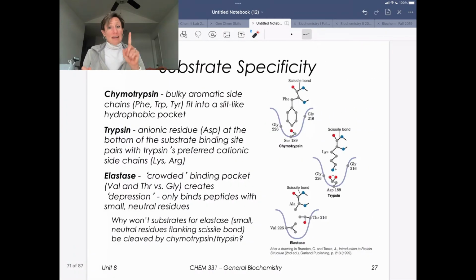Okay, so names that I want you to know: chymotrypsin. So chymotrypsin is the serine protease that will cleave next to phenylalanine, tryptophan, or tyrosine residues.